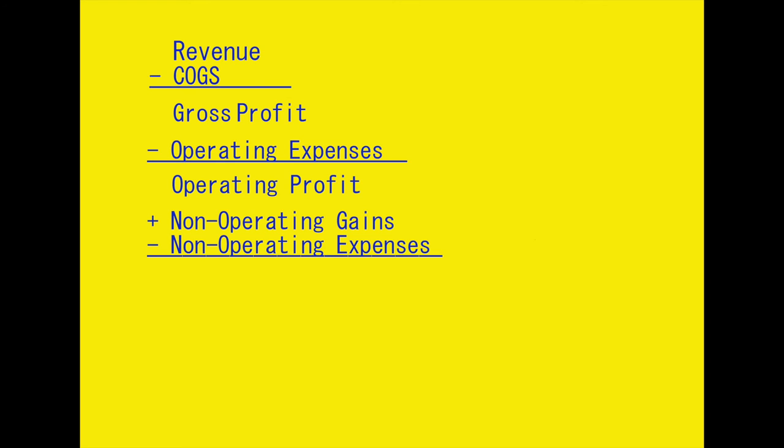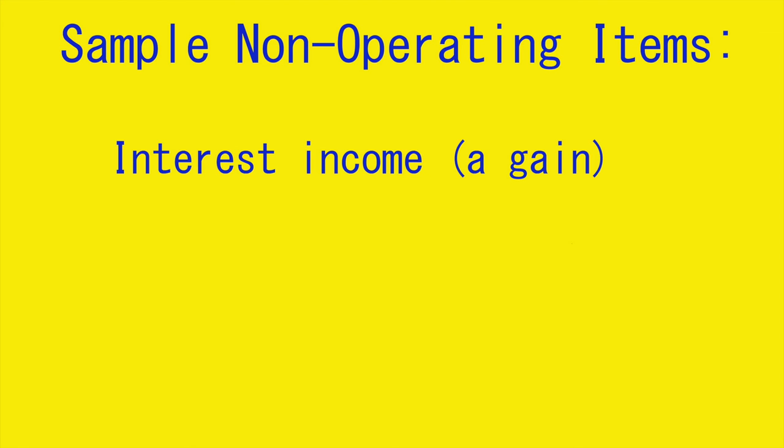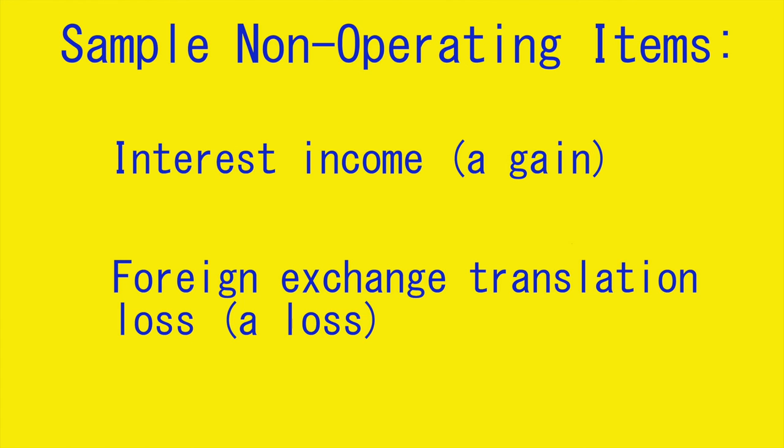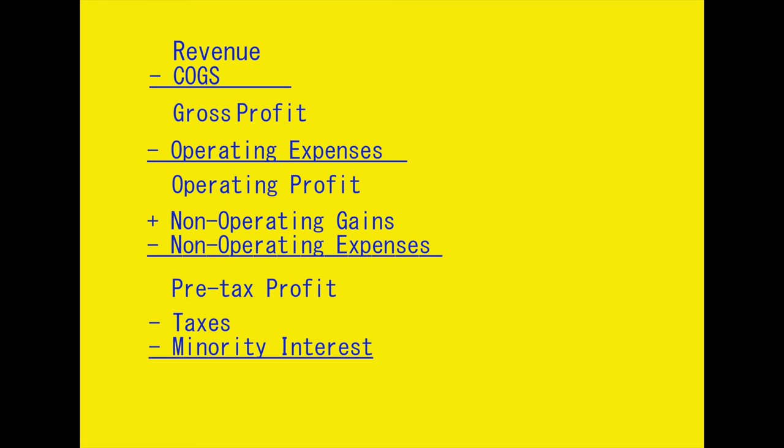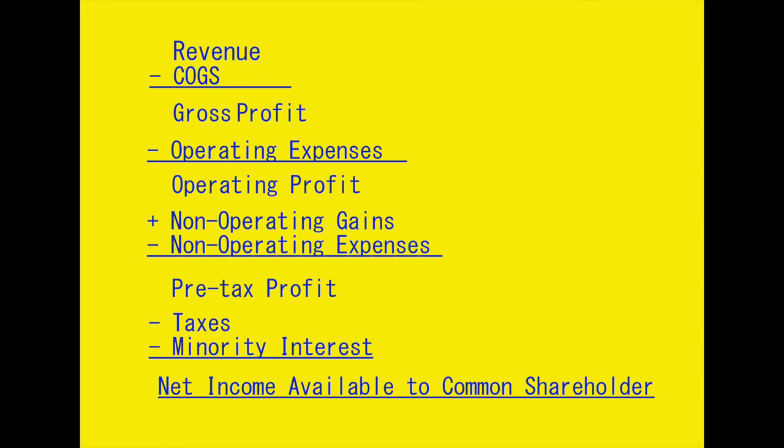Next, we account for non-operating gains and expenses. These are items that are not directly related to Nintendo's operations. For example, interest income from Nintendo's investments, a gain, and foreign exchange translation losses, a loss. Remember that Nintendo is based in Japan, but sells its products around the world. Adding non-operating gains and subtracting non-operating expenses from operating profit yields pre-tax profit. Finally, subtracting taxes paid, as well as income that flows to private shareholders, gives us net income available to common shareholders. Dividing the income statement this way allows us to do more detailed analysis on Nintendo.